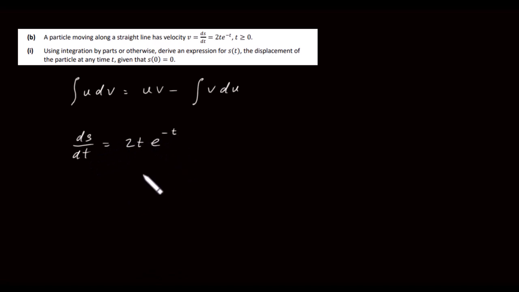Okay, so it's suggesting here that we use integration by parts, so it's probably best to do that. Integration by parts is in your tables, it's just the integral of u dv is equal to uv minus the integral of v du. We want to integrate this expression here, 2t e to the power minus t. So let's do that. We've got ds/dt is equal to 2t e to the power minus t. We want to integrate with respect to t, so let's just bring that dt over: 2t e to the power minus t dt, integrate both sides.